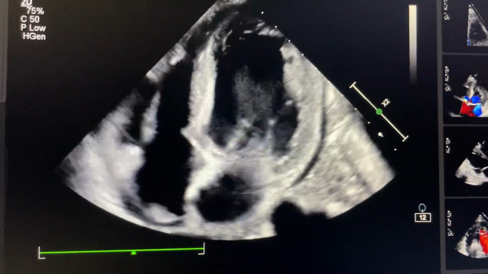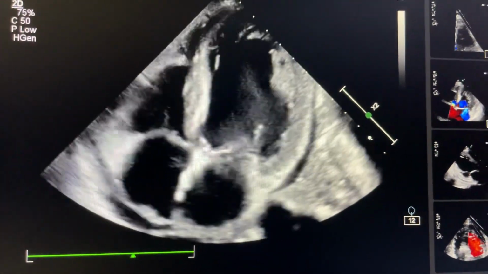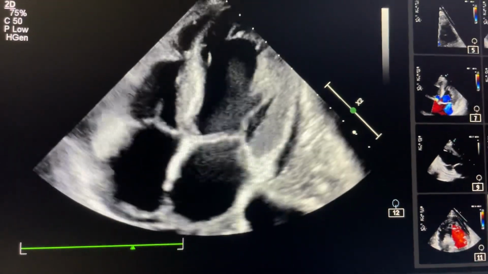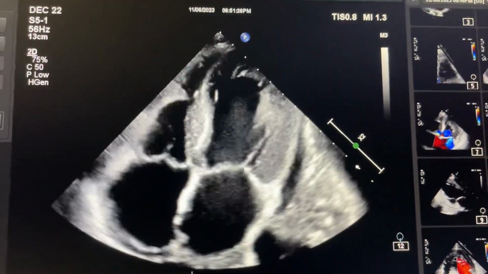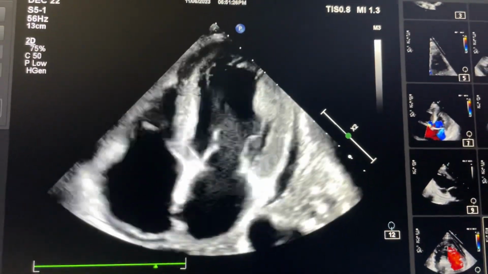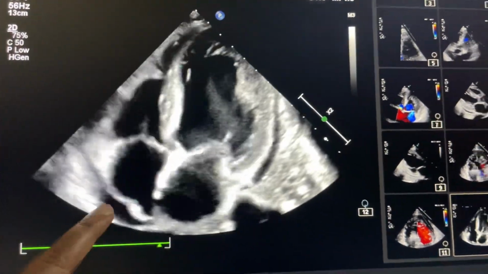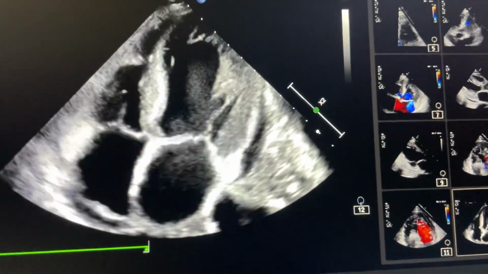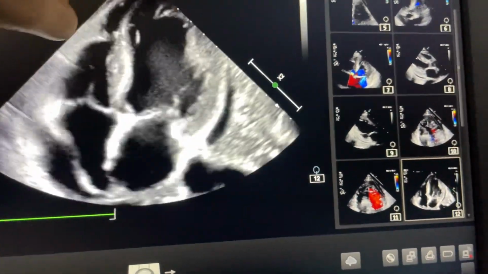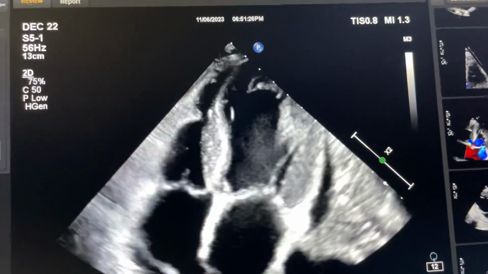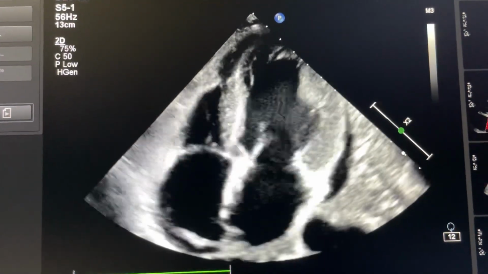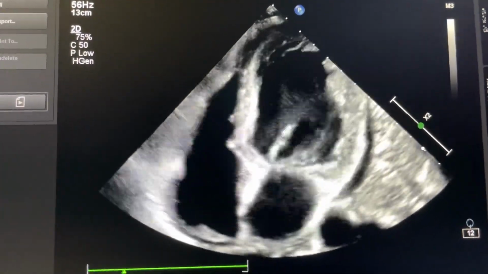This is the case of anterior wall MI. In this image, you find apical 4-chamber view and minimal pericardial effusion. Here also you can say, and this is the apical portion of the left ventricle is akinetic. So this is the case of anterior wall MI with minimal pericardial effusion.